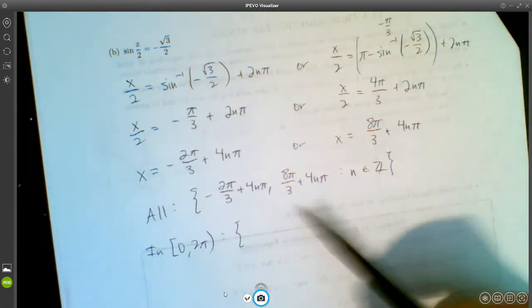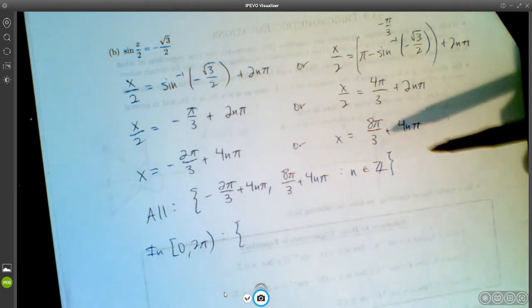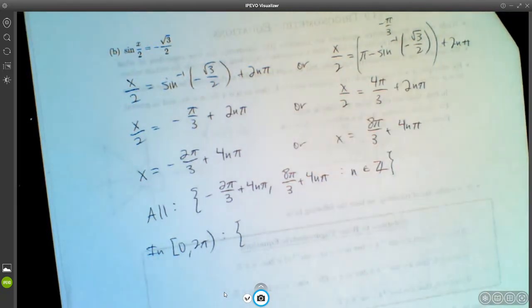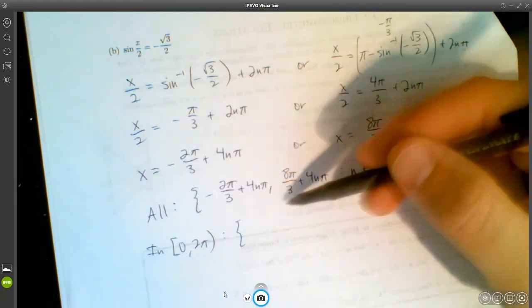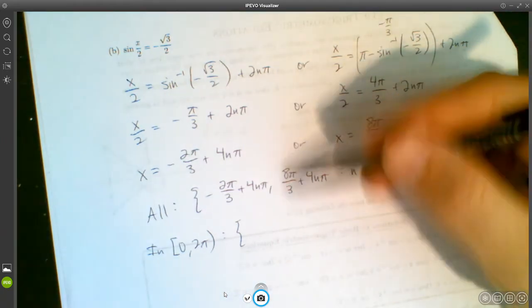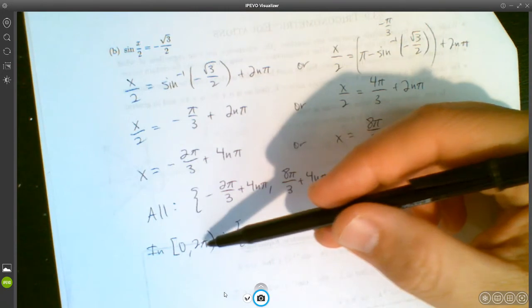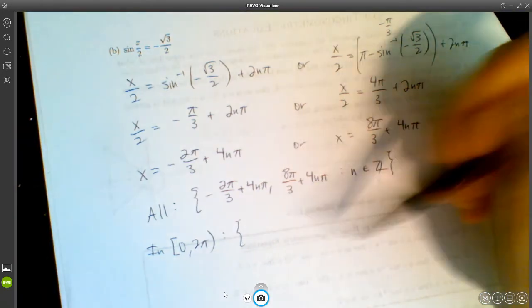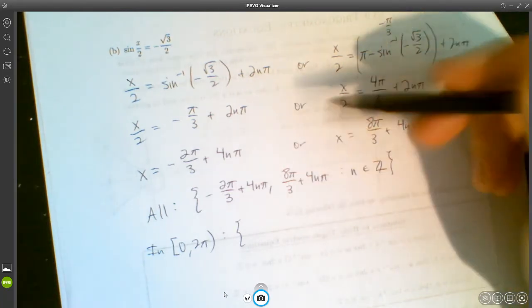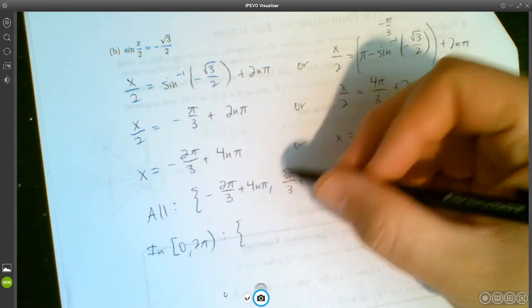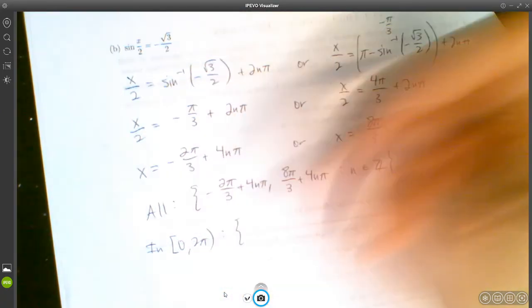What about 8 pi over 3 plus 4n pi? If I plug in, say, negative 1, I get 8 pi over 3 minus 4 pi. That's a negative 4 pi over 3. So when I plug in negative 1, that's not in there. If I plug in 0, then I just get 8 pi over 3. But 2 pi is the same thing as 6 pi over 3, so 8 pi over 3 is too big. So when I plug in negative 1, the number's too small. When I plug in 0, the number's too big. So nothing generated by this rule is going to end up inside of this interval.